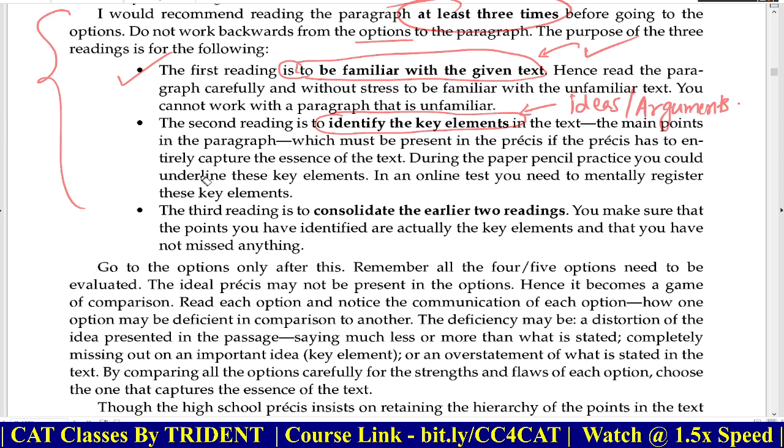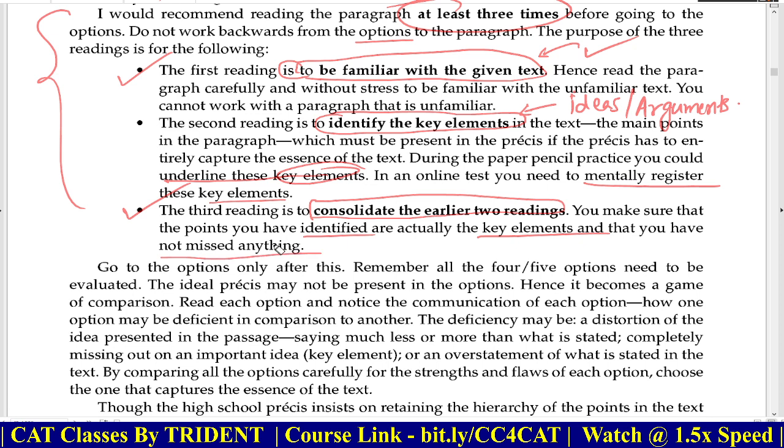So this is something that I am adding on. During the paper pencil practice, it was easy because obviously you could have underlined those key elements, but obviously that is not possible in our case because it has changed. So in an online test, you just need to mentally register the key elements. The third reading is to consolidate the earlier 2 readings. So we will have to consolidate what we are reading, and you make sure that the points that you have identified are actually the key elements that you have not missed.